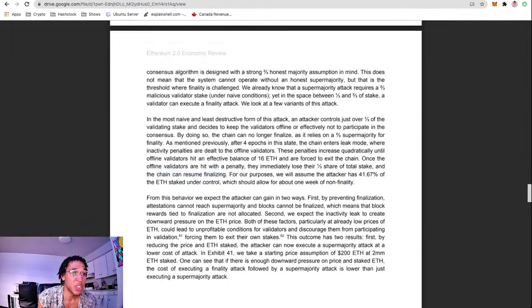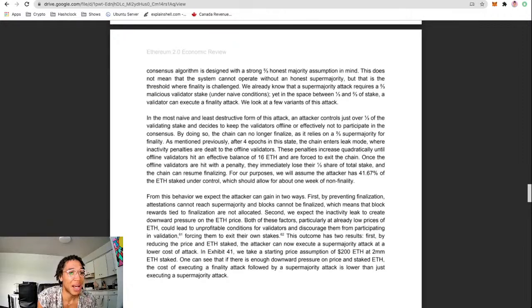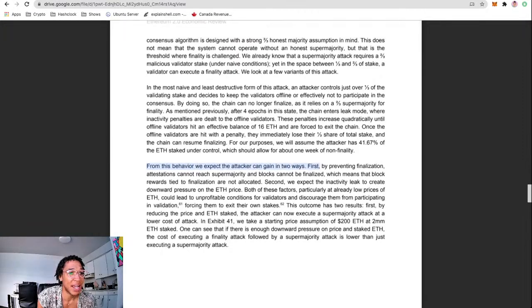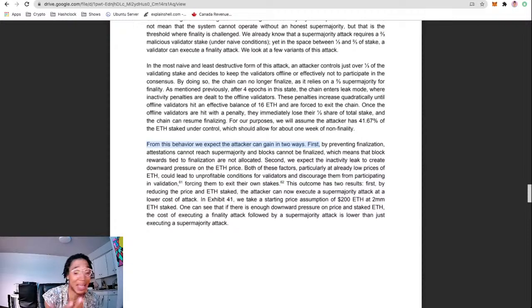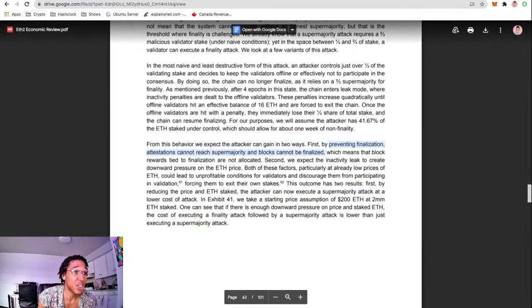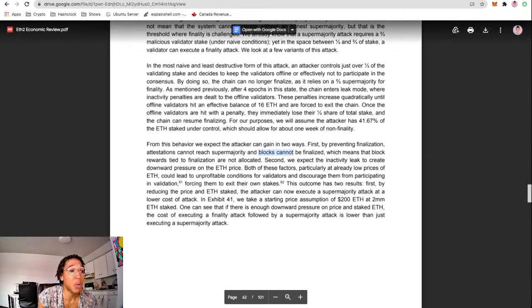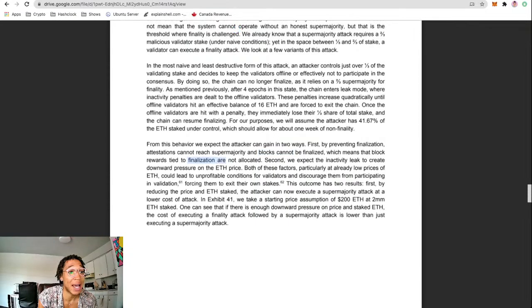For our purposes, we will assume the attacker has 41.67% of ETH staked under control, which should allow for about 1 week of non-finality. From this behavior, we expect the attacker can gain in 2 ways. This is an attack that can happen, but we haven't really talked about how to actually gain from this attack yet. First, by preventing finalization, attestations cannot reach supermajority and blocks cannot be finalized. We've gone through that, which means that block rewards tied to finalization are not allocated.